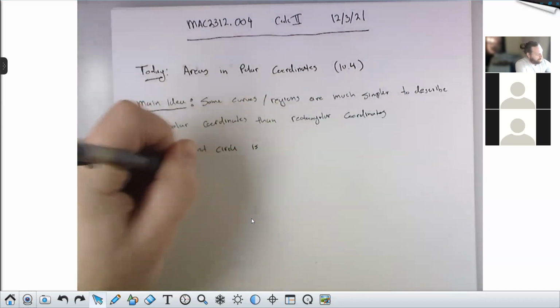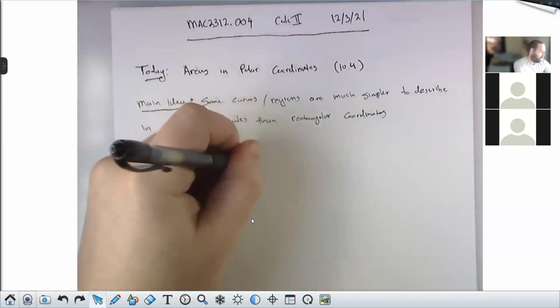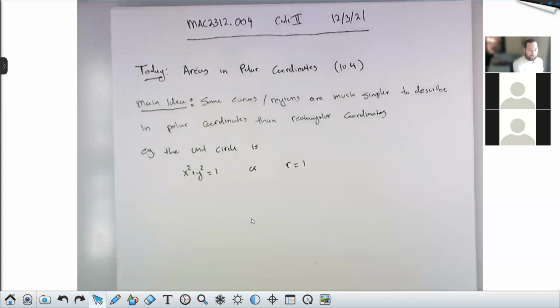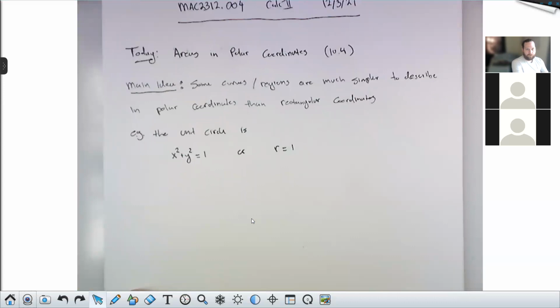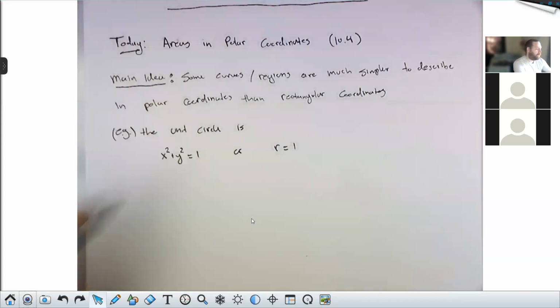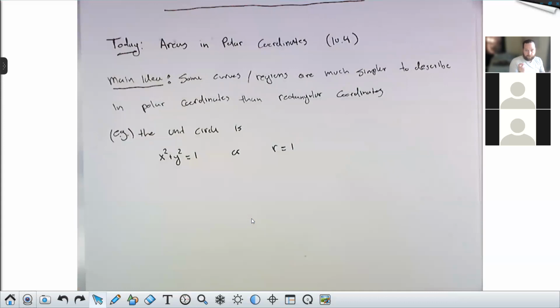The unit circle can be written as x squared plus y squared equals 1, or as r equals 1. Right, because r squared is x squared plus y squared. So one of these is a pretty nasty implicit expression that cannot be solved for x or for y without the use of plus or minus square root. The other one is a constant.